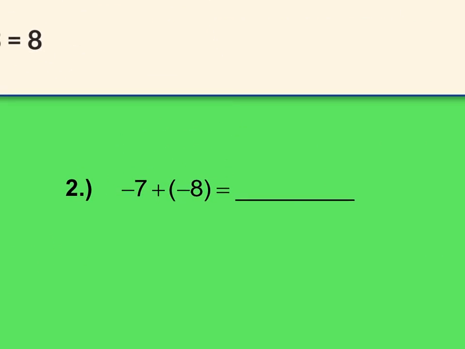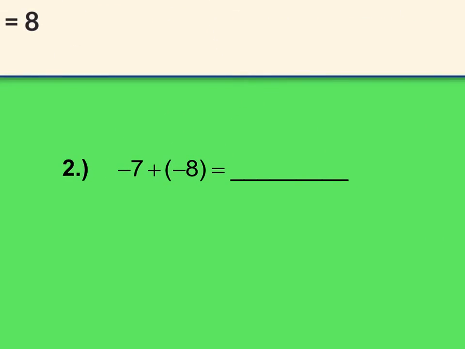So here we have negative 7 plus negative 8. They have the same sign, so we add. 7 plus 8 is 15. They're both negative, so the answer is negative. You owe me $7. You borrow 8 more. You now owe me 15.